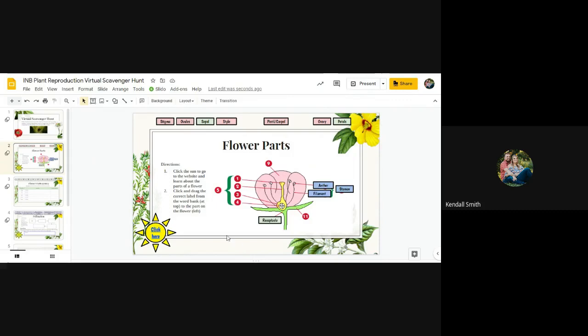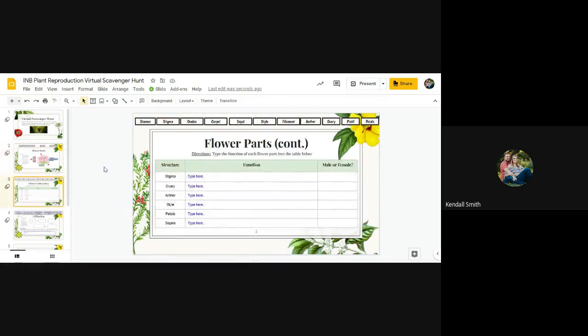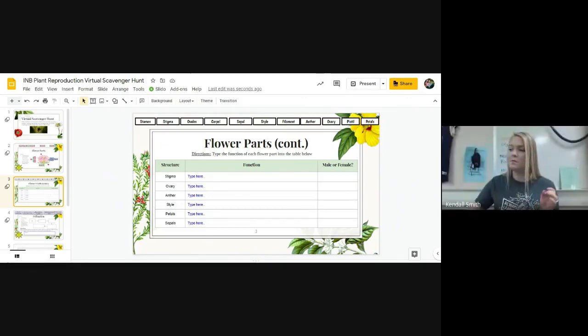Okay, again, you're going to label the remaining on your own. So on the next slide, you are going to type the function of each part of the flower. So the stigma, ovary, anther, style, petals, and sepals. And then tell me if it's male or female. Again, you can get that from the website, okay?